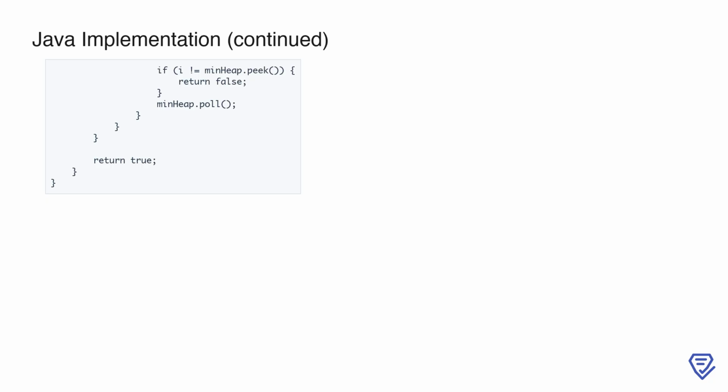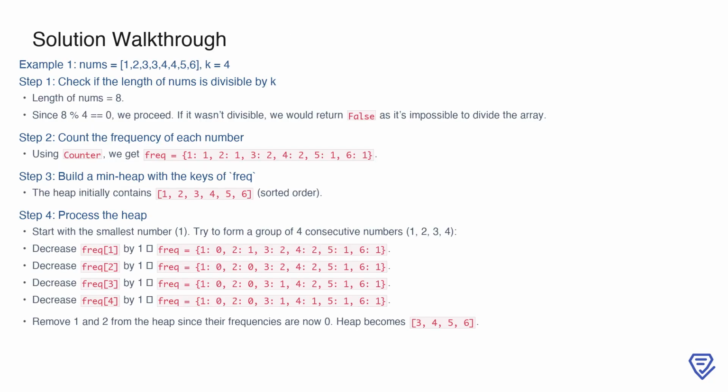To solve this problem, the first step is to check if the length of the array is divisible by k. For the given example, nums has a length of 8, and since 8 is divisible by 4, we can proceed. If it wasn't divisible, it would be impossible to split the array into consecutive groups of size k, and we would return false immediately.